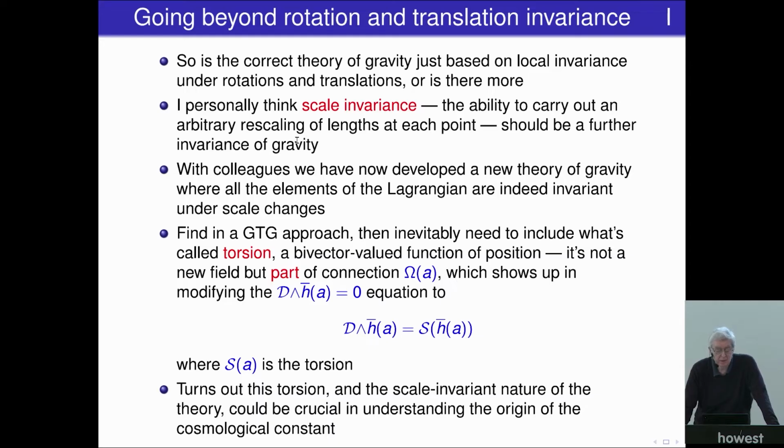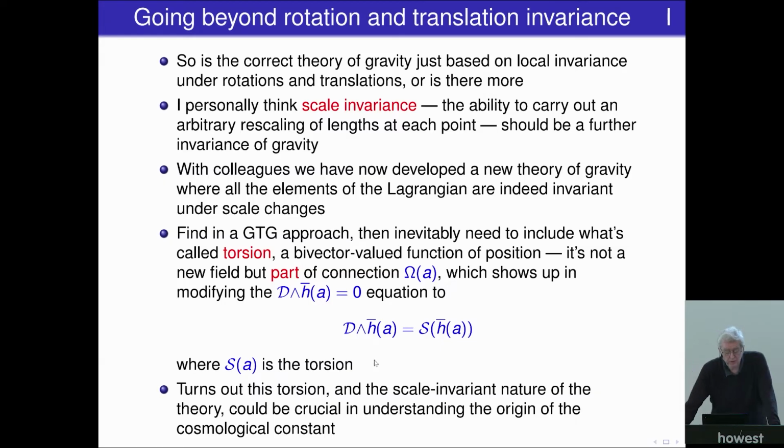And with colleagues, we've now developed a new theory of gravity where all the elements of the Lagrangian are indeed invariant under scale changes. And you find that this means you've got to include what's called torsion. This is a bivector valued function of position. It's not a new field. It's part of the connection we already talked about. But where it shows up is it modifies this curl of h equals 0 equation to this. Curl of h is now S of h of a, where S of a is this torsion.